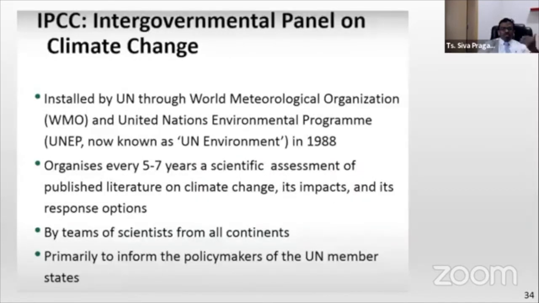Now, as I discussed, I'm going to briefly talk about IPCC. What is IPCC, right? IPCC is the Intergovernmental Panel on Climate Change. They were introduced in 1988. It's under the United Nations Environment Programme. So what happens is, every 5 to 7 years, IPCC organizes all the scientific assessments, and then they publish a literature on scientific climate.